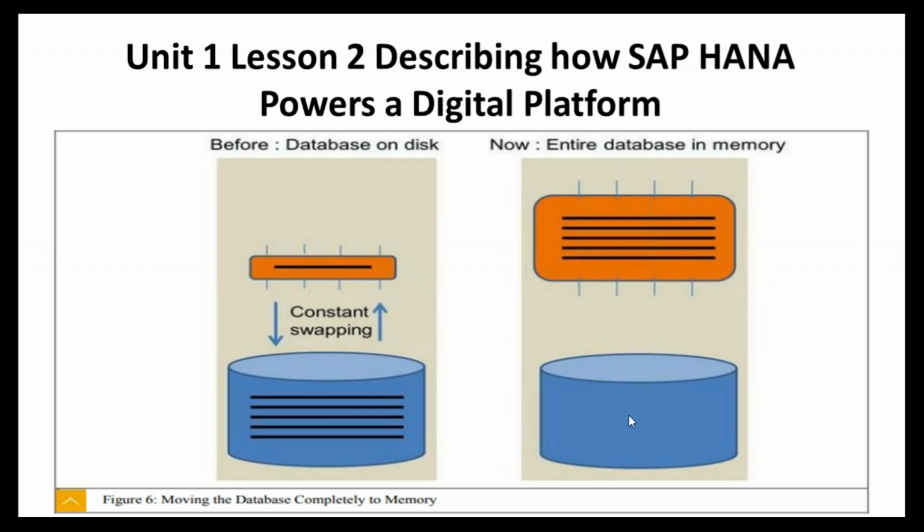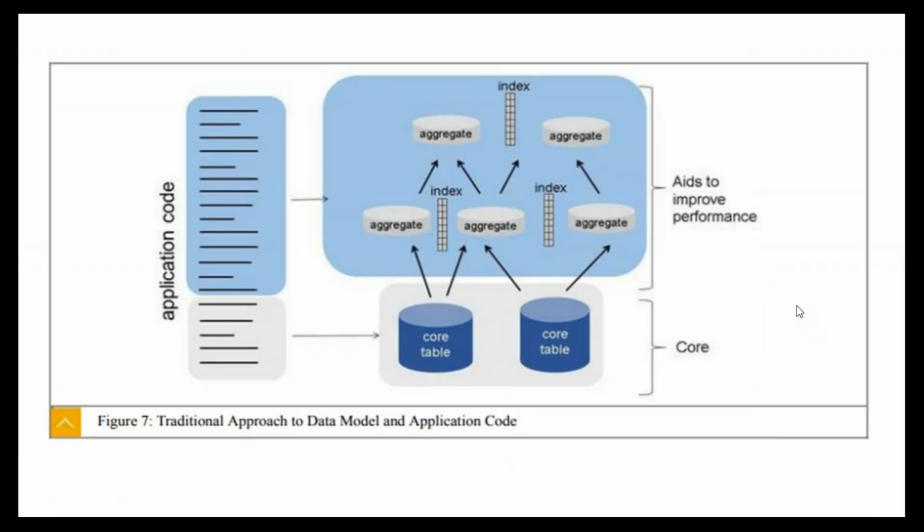The blue one is the ROM, and the brown one is the RAM. Okay, so those two happen to be equivalent now. Now we have the traditional approach to data model and application code. We have application code here. The traditional model was that we had core tables, like you already know, VBAK, VBAP, MARA, MARC, MARD, BKPF, BSEG and so on. Here, we used to build indexes and aggregates on this data before presenting it in the reports, so that we can access the data faster.